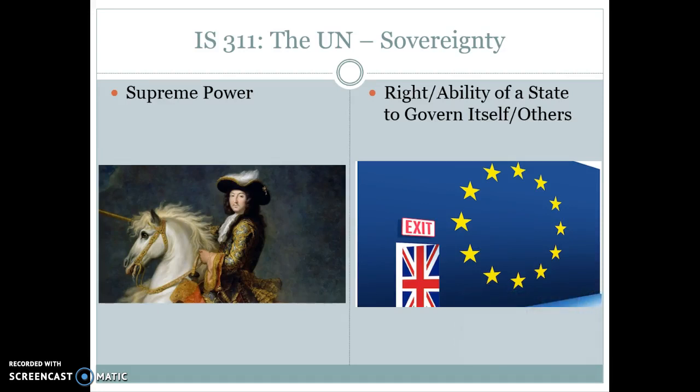Sovereignty is one of those topics that I'm sure all of you have heard of before. It's also one of those words that while you've heard of them and you kind of know what they are, if someone suddenly says to you, hey, define this for me, you might stumble a little bit.